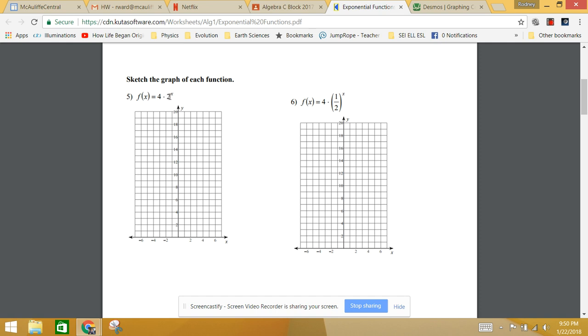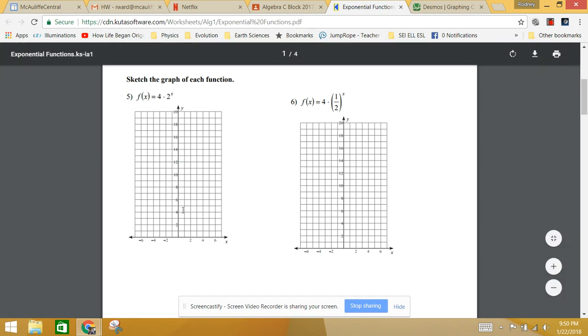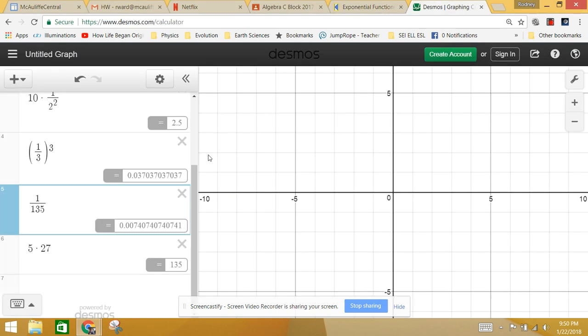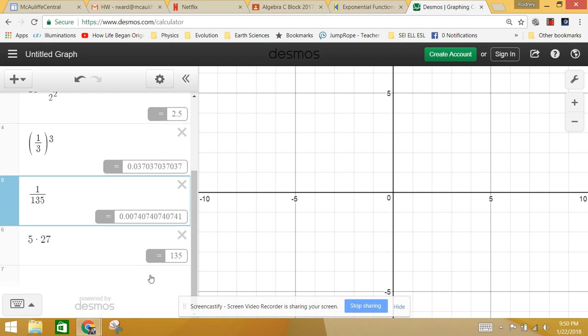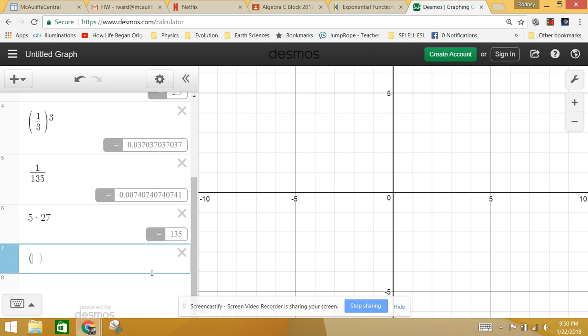So 4 times 2 to the 0 power is going to give us 4 times 1, because 2 to the 0 power is 1. So we're going to have a point at 0, 4. So we'll go over here, and I'm going to go down here. We will plot 0, 4. Cool, we've got that point.